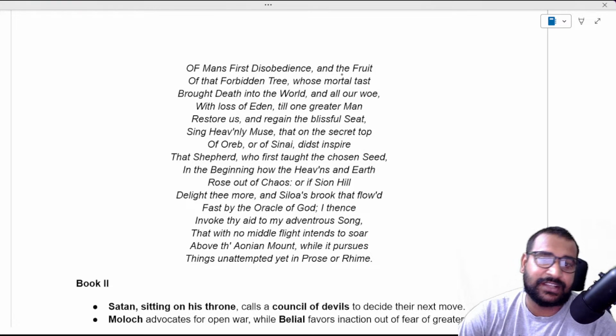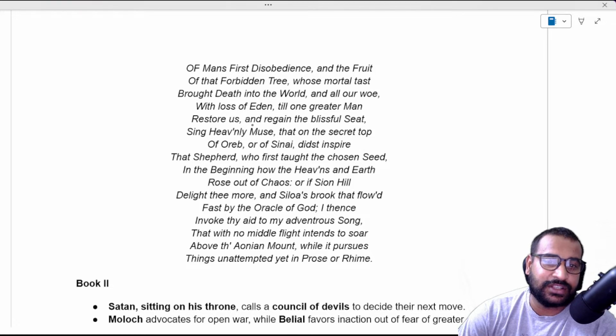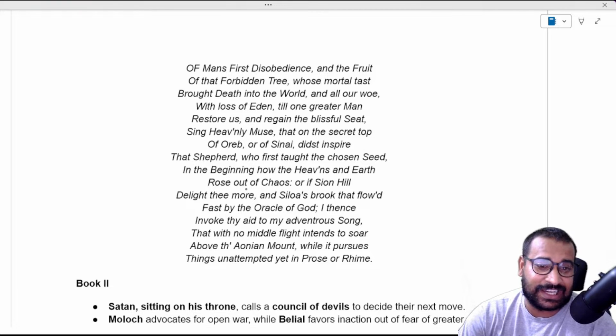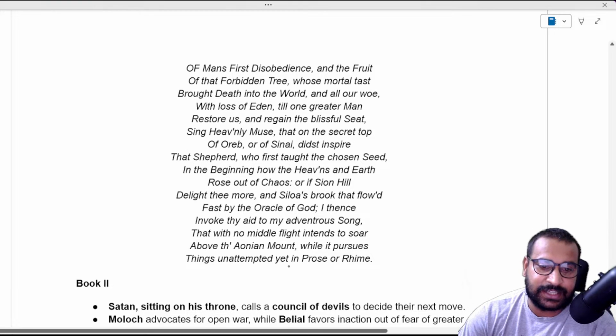So very important is the first line that you should know. Of man's first disobedience, and the fruit of that forbidden tree whose mortal taste brought death into the world and all our woe, with loss of Eden, till one greater Man restore us and regain the blissful seat, sing, Heavenly Muse, that on the secret top of Oreb or of Sinai didst inspire that shepherd who first taught the chosen seed in the beginning how the heavens and earth rose out of chaos; or if Sion hill delight thee more, and Siloa's brook that flowed fast by the oracle of God, I thence invoke thy aid to my adventurous song, that with no middle flight intends to soar above the Aonian mount, while it pursues things unattempted yet in prose or rhyme.